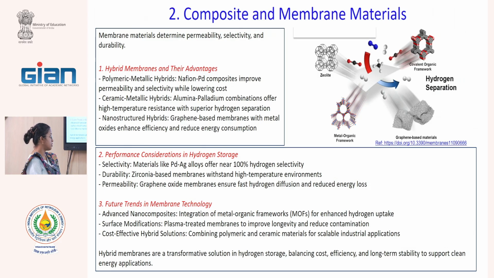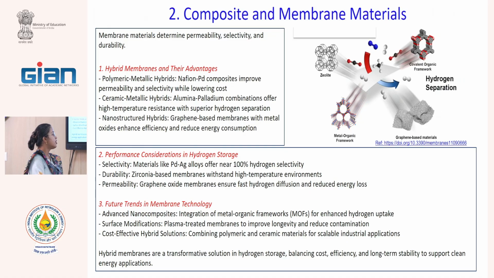The membranes should be very much durable, and for that zirconia has been proven to offer very high durability. The permeability should also be high. When you are making a composite, it should not happen that the hydrogen gas coming out of your system comes at such a slow rate that it is not useful for your application. That is why permeability should be high, and for that graphene oxide has been proven to be very useful in this technology.